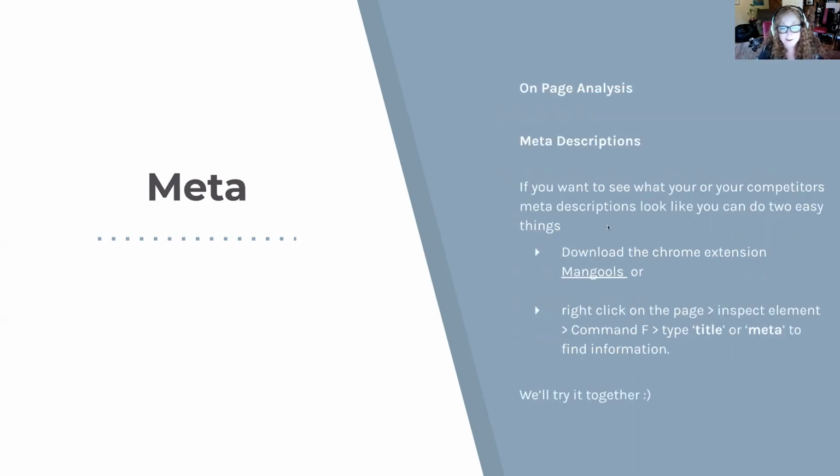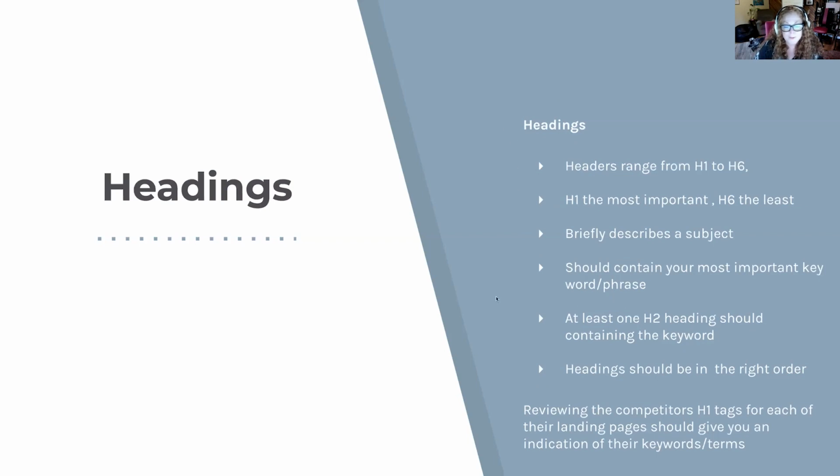So you downloaded the Chrome extension, right? Mongools is going to tell you a lot about the on-page stuff that's going on. And then Command F will help us find the titles and meta descriptions if we want. Also, Screaming Frog will do this for you. You could run a Screaming Frog audit for your own site or for your competitors. And that's really helpful.